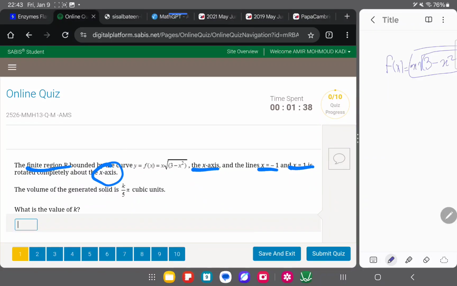If they say it's rotated about the x-axis, then we must keep f(x) as f(x). If it says about the y-axis, then we must do the inverse and then integrate with respect to y. But I don't think it's going to pop up in this quiz, and we haven't really discussed that topic from earlier on. So for now we're just doing rotating about the x-axis.